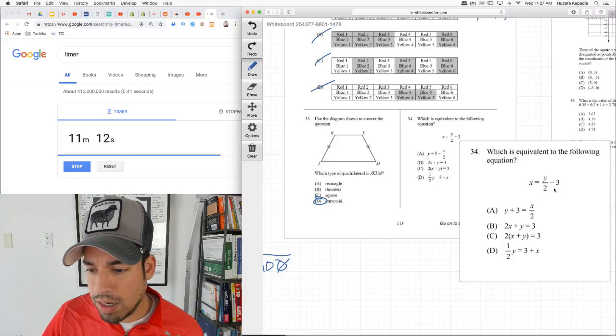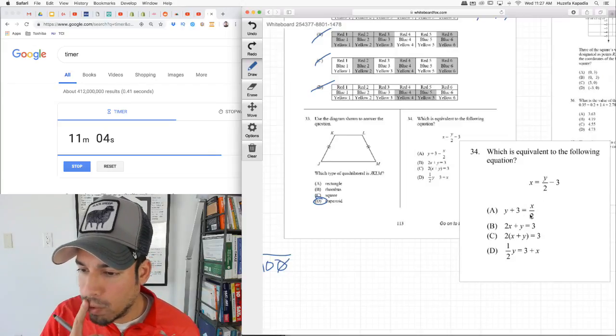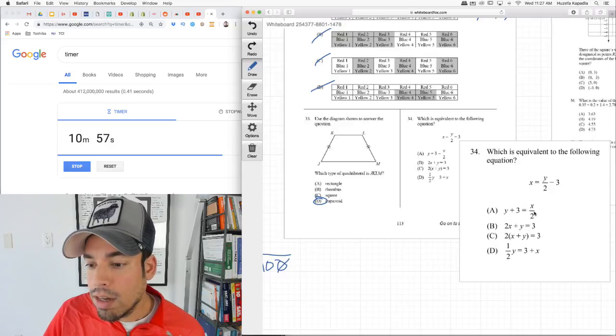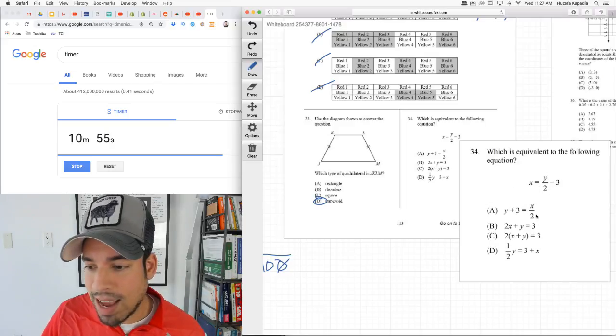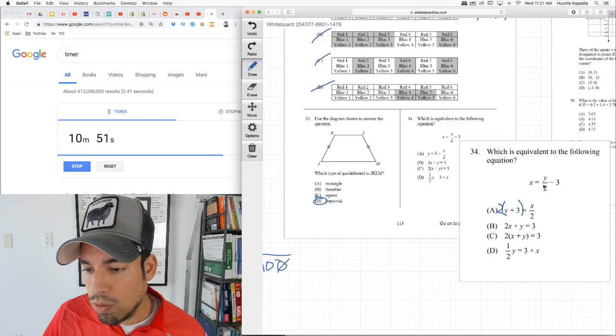It looks like here they kind of isolate y. All right, I'm going to have to figure this out. What's the best way? Oh, okay, I got an idea. In all of these, I'm going to isolate x and see if I get this. Here, I isolate x by multiplying both sides by 2, and I get this, which is definitely not y over 2 minus 3, so that's out.